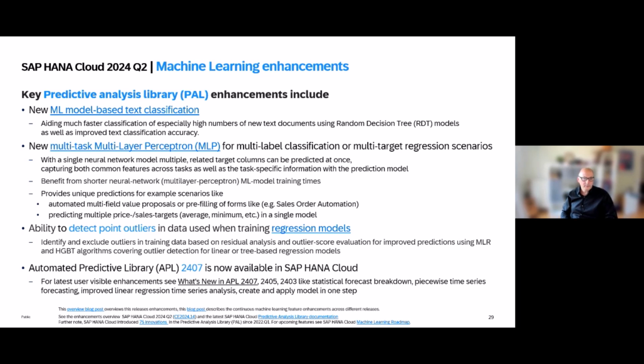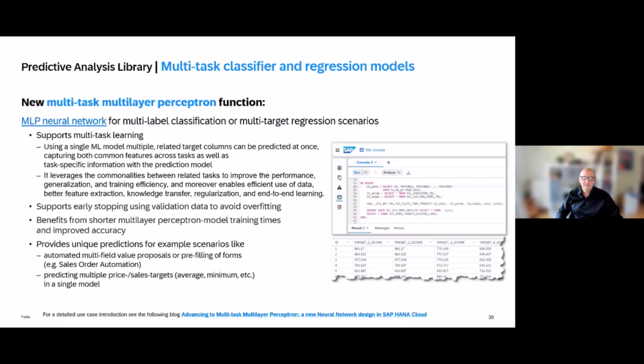The automated predictive library 24/7 also includes, in cumulated form of the previous releases, 24/5 and 24/3 included, a couple of enhancements with respect to statistical forecast analysis, breakdowns, etc., which are also linked here and which can be found in the APL documentation. There's an overview blog post available on all the PAL and Python machine learning client enhancements, which I will show and direct you to in a second. There's also the link to the blog post here in the slides.